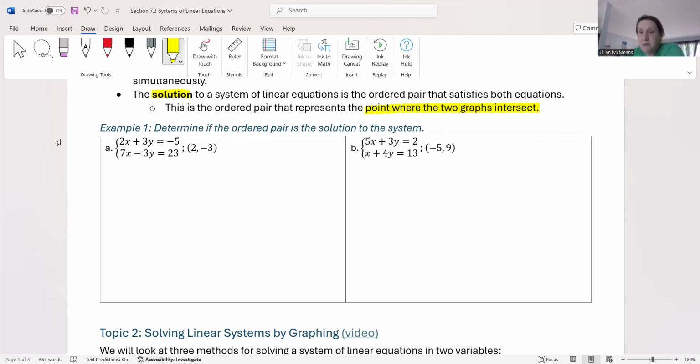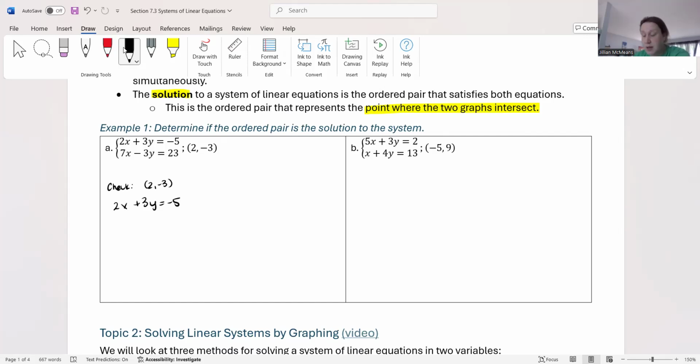So let's look at part A. We have the system 2x plus 3y equals -5 and 7x minus 3y equals 23. Notice we have two equations and two variables, and a giant curly brace in front of them. We'll typically do that to indicate to the reader that we're talking about a system. These two equations go together. So we want to check the solution. Let's check the first equation. We're going to check (2, -3) in 2x plus 3y equals -5. Remember, ordered pairs come to us as x comma y. So the first number is the x coordinate, the second number is the y coordinate.